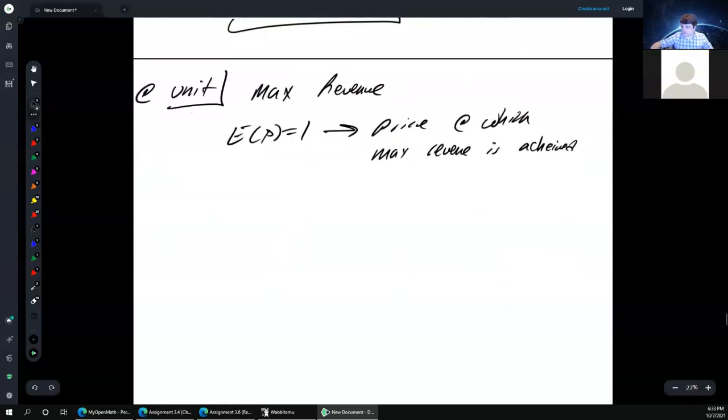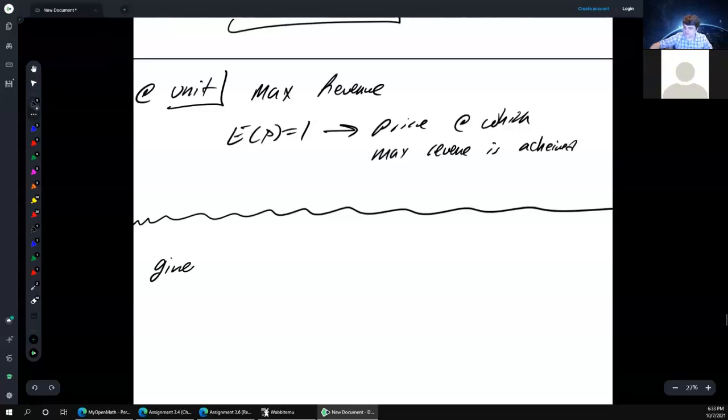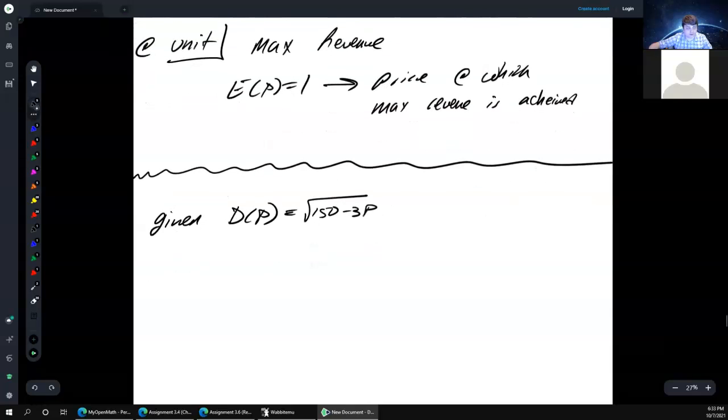All right, so let's do a slightly harder function for demand. We'll go through a couple questions. Given that D of P is equal to the square root of 150 minus 3P. Part A, find the elasticity at a price of $38.